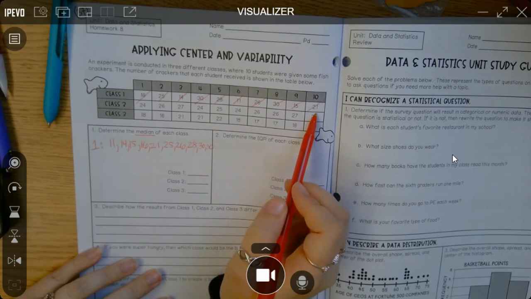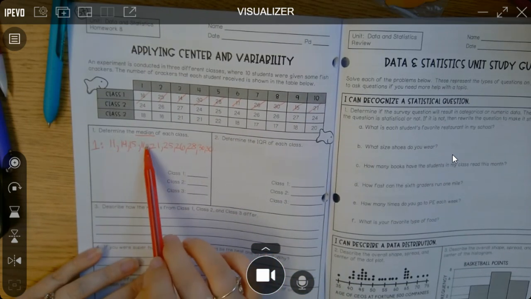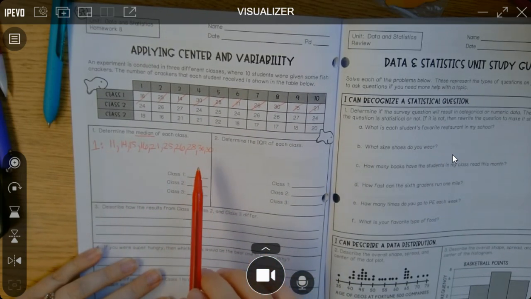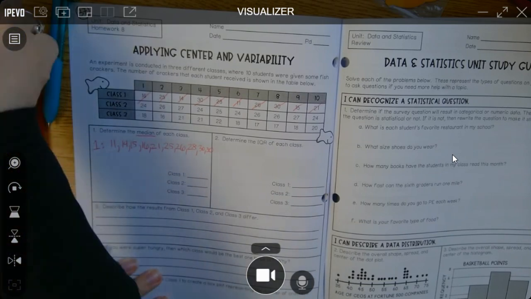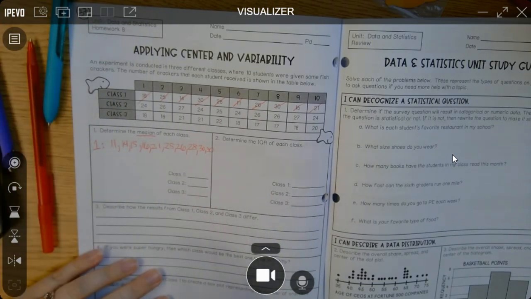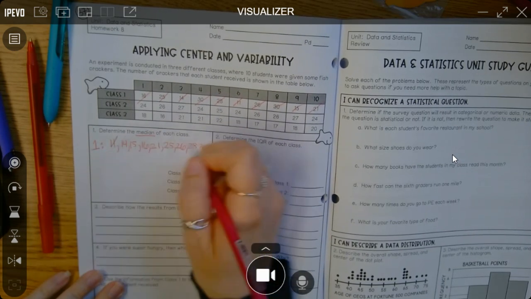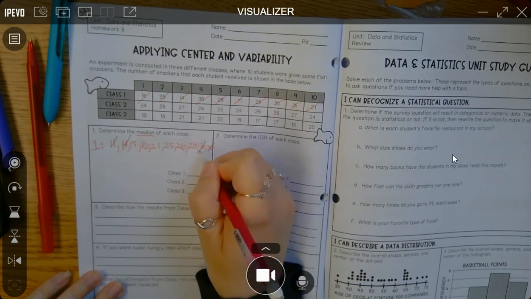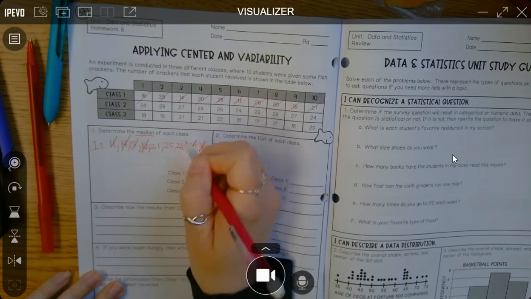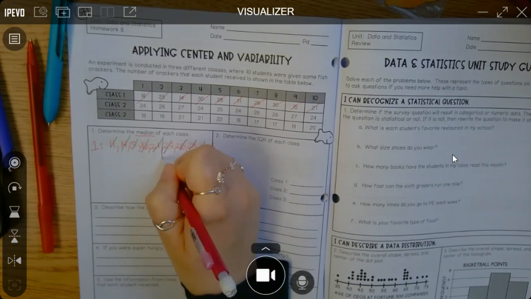You have 10 numbers, so double check you have 1, 2, 3, 4, 5, 6, 7, 8, 9, 10 numbers. Because if you didn't write them all down, you automatically now will miss it. So always double check you get them all down before you start crossing off. And then I go like beginning, end, beginning, end, beginning, end, beginning, end, beginning, end to find that middle number.